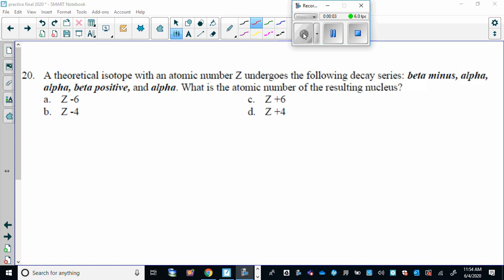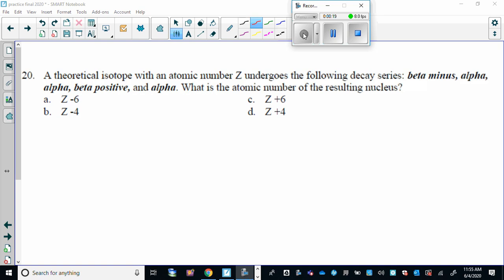Question 20 is quite a doozy, actually. It will really make you think. A theoretical isotope with an atomic number Z undergoes the following decays: beta minus, alpha, alpha, beta positive, and alpha. What is the atomic number of the resulting nucleus?